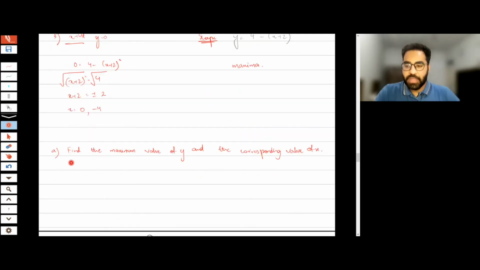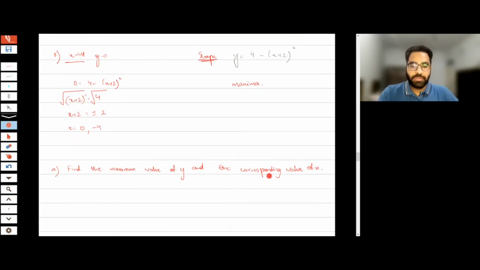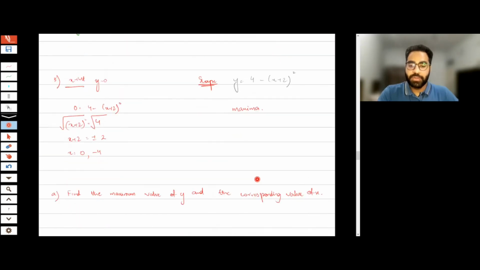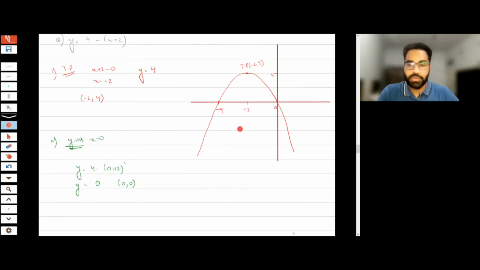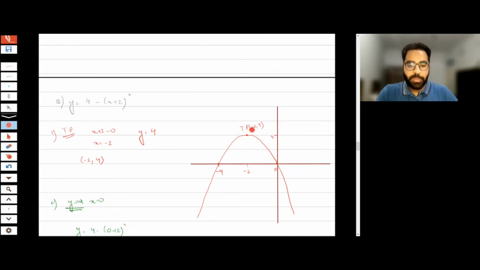Over here, the examiner is asking me to find the maximum value of y and the corresponding value of x. Again, for all of these questions, remember that the maximum value of y would be the y coordinate of the turning point, and the corresponding value of x would be the x coordinate of the turning point. There's a reason for that. You cannot go beyond this point. Over here, the value of y is 4. So that becomes the maximum value of y.